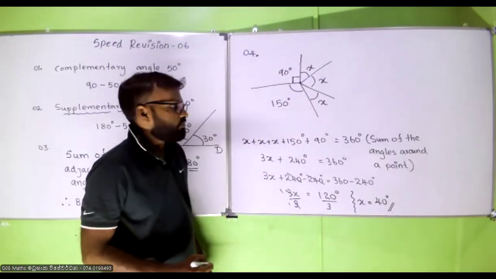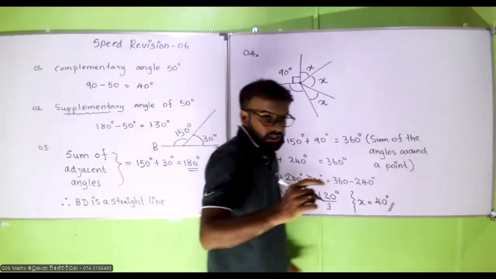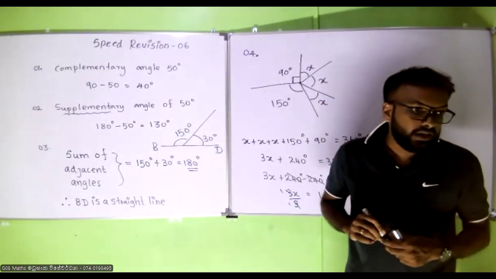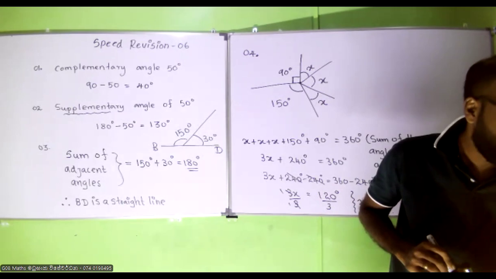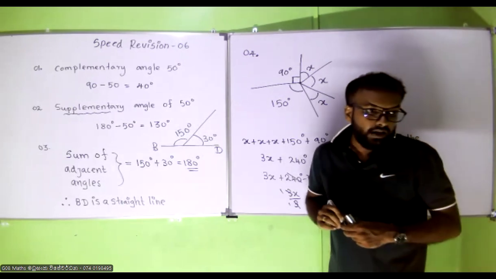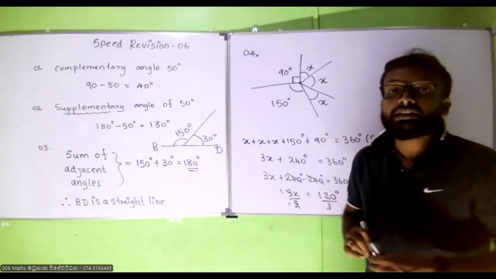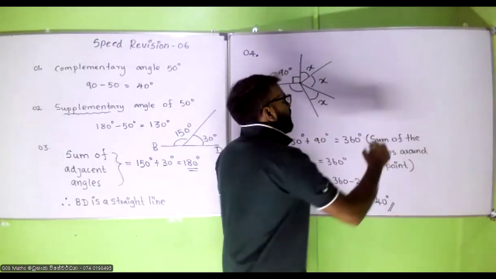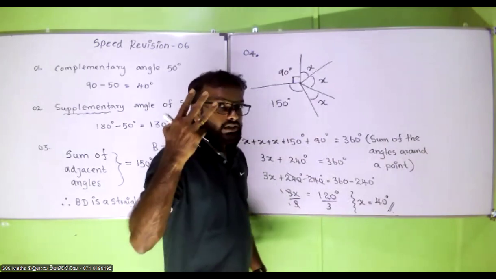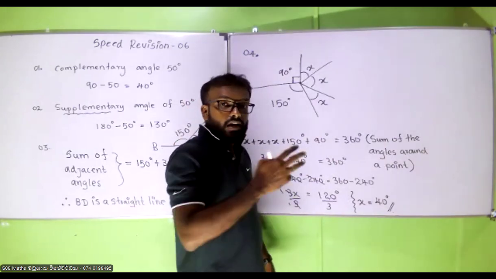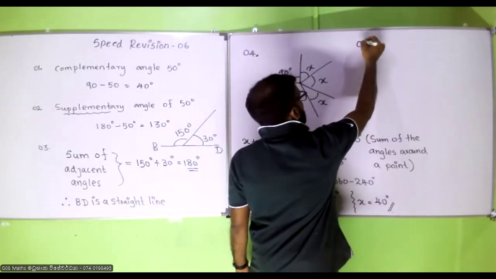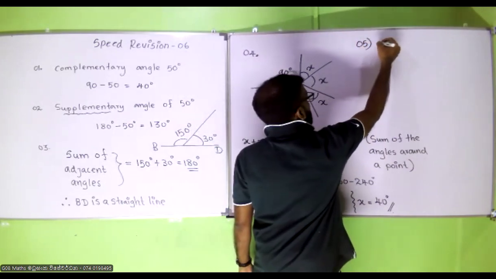40 degrees. Right, super. So the next one, fifth question. Write two conditions that an adjacent angle should have. Adjacent angle. Can you remember that? There are actually three reasons to be an adjacent angle. So I will write those three, and you can write any two of them.